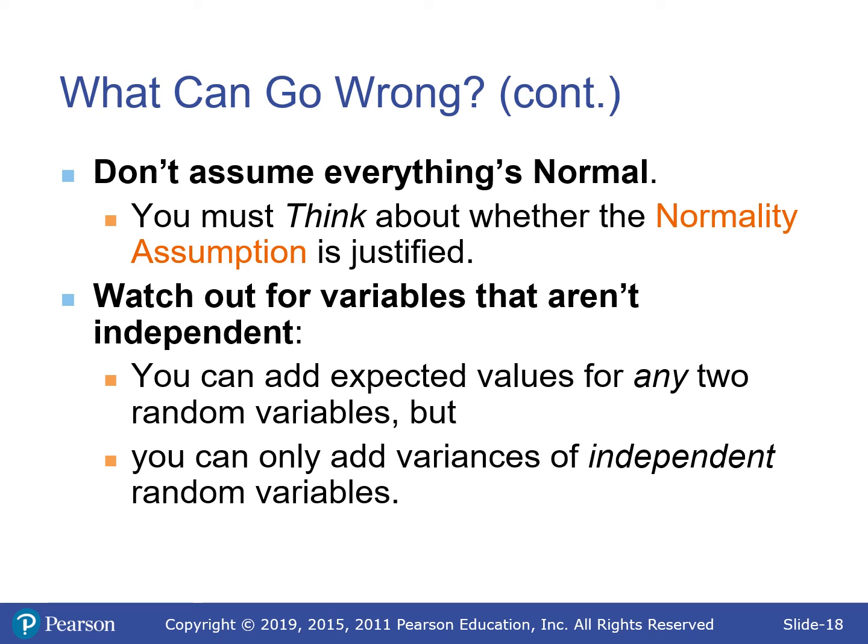And then watch out for variables that are not independent. You can add expected values for any two random variables. So even if they're independent or not, you can still add them. But the variances, that equation where you just add the variances, is only for independent random variables. Yes, you can combine variances for non-independent variables. The formula is unpleasant. You add them, then you have to subtract off a bunch of stuff. It is not a fun time, and it's not really something that you're going to have to worry about.